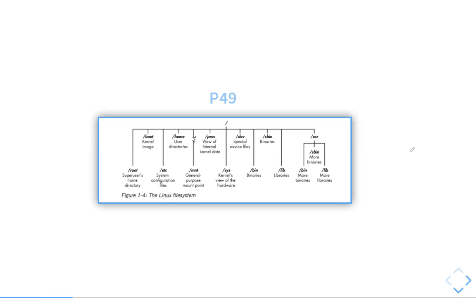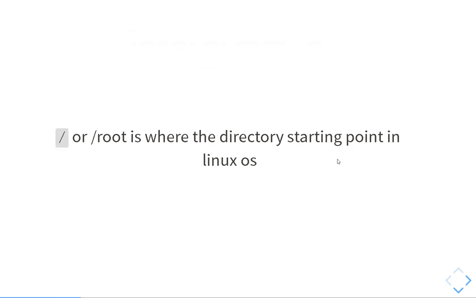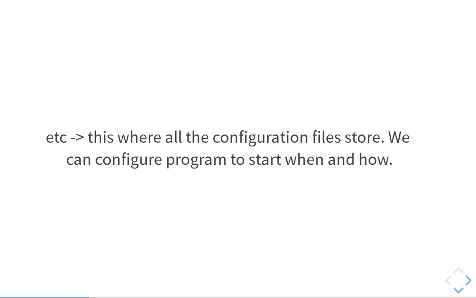Okay, and then this is where the users are stored, inside the home directories, and all these directories are underneath the root directory. And we will explain a little bit about some of the important directories. Okay, let's go. We will start with the root. Root is the starting point directory in the Linux OS, and etc is basically where all the files that are important for configuring how the programs should start, and when and how.